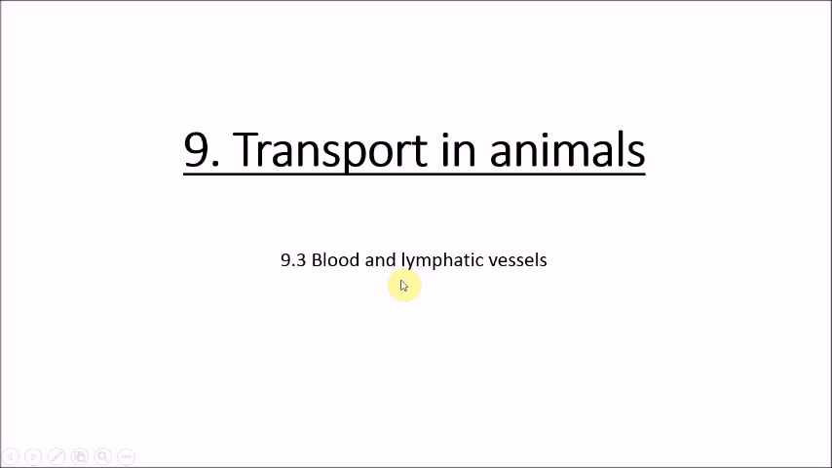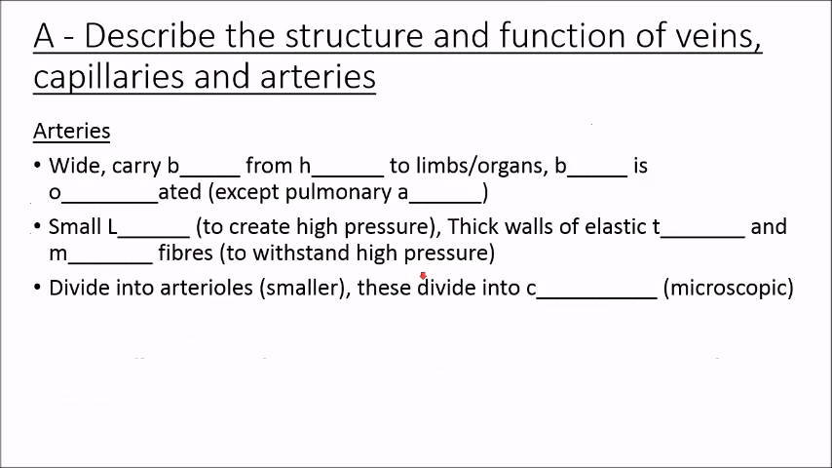Okay, so this topic is about the blood and the lymphatic vessels. The first objective we need to look at is we need to be able to describe the structure and function of veins, capillaries, and arteries. So that's what they look like and what they do.